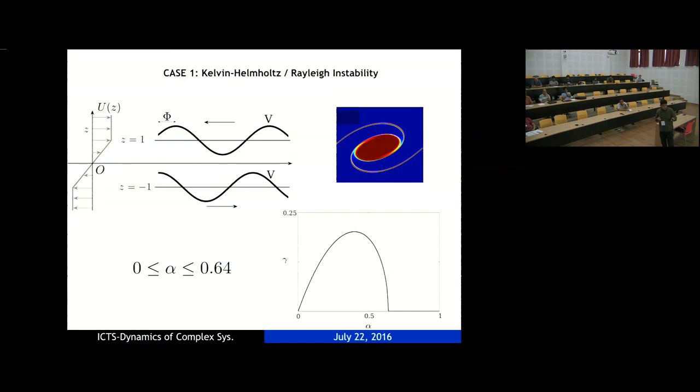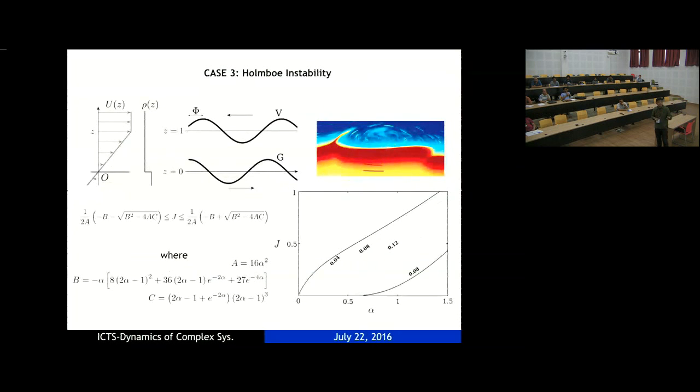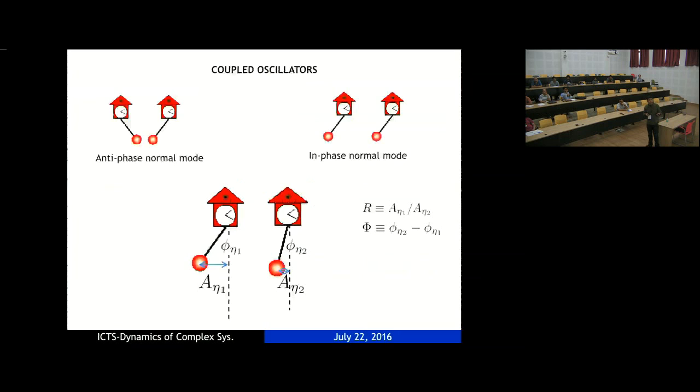Now you change it. This is the problem I was showing. You have a linear shear and 2 density jumps, so these 2 waves will phase lock. If you put them as gravity waves, you'll get this new criterion. Again, my omega is general. You just put it in and you will get the right bounds. Similarly, you get it for another case, the Holmboe instability. But I'd just like to show it with oscillators.